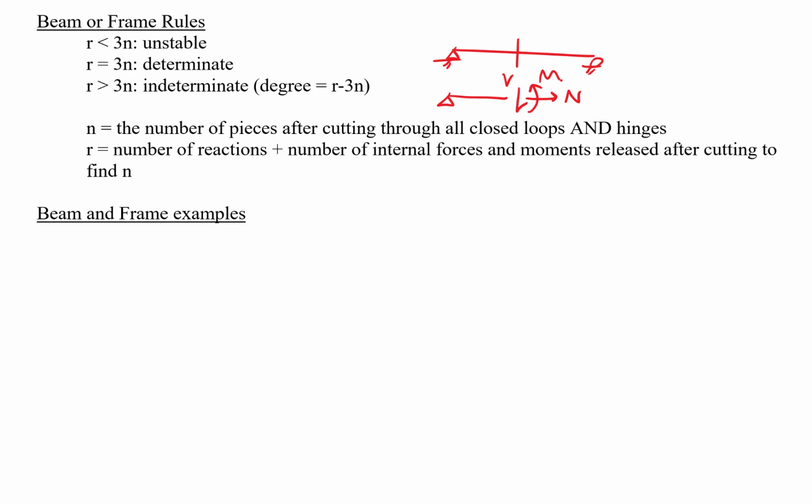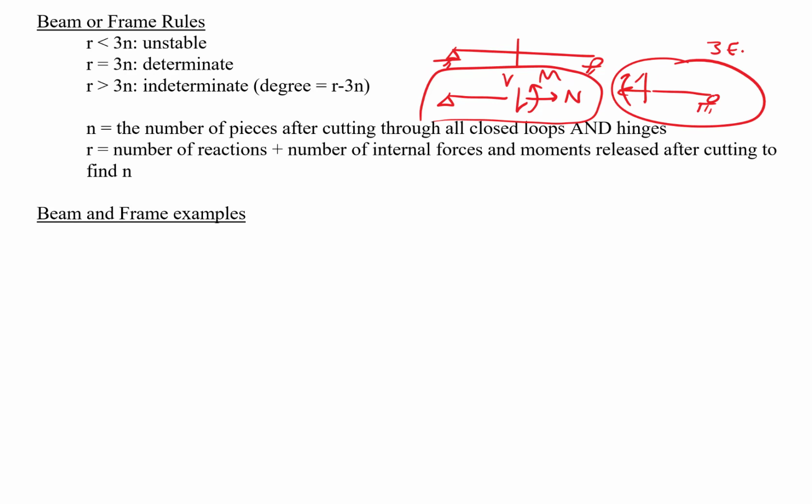So this is saying n is basically the number of pieces after we cut for each piece. Right now I have 2 pieces by doing that cut. I can write 3 equations of equilibrium here. I can sum my forces in x, I can sum my forces in y, I can sum my moments about a point. So I could do that for both of these members. And so my n in this case would be 2.